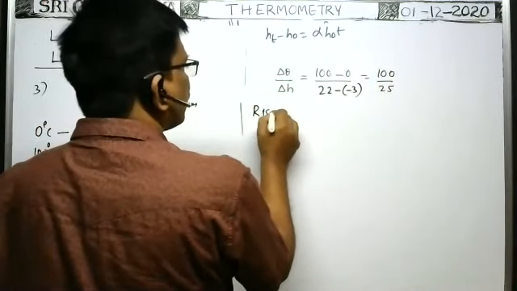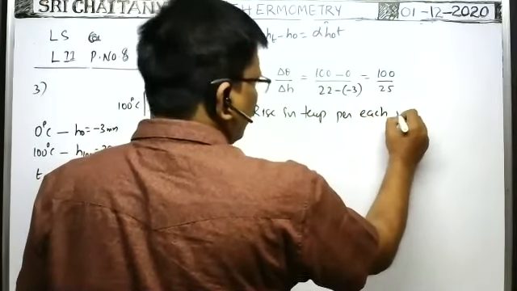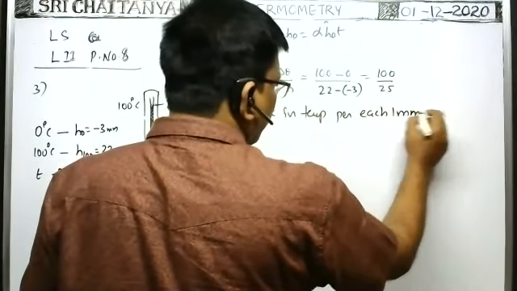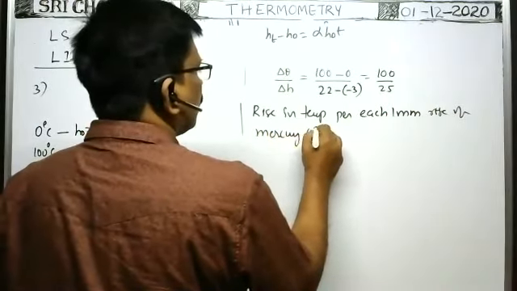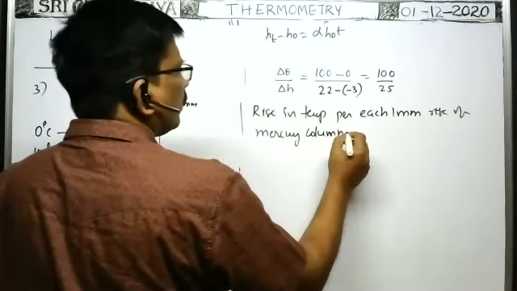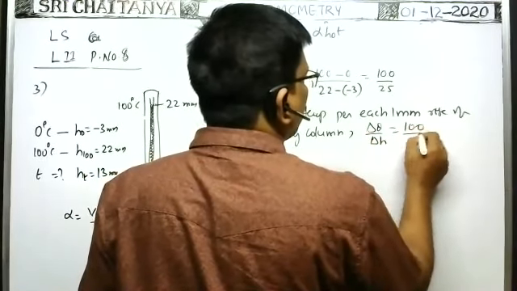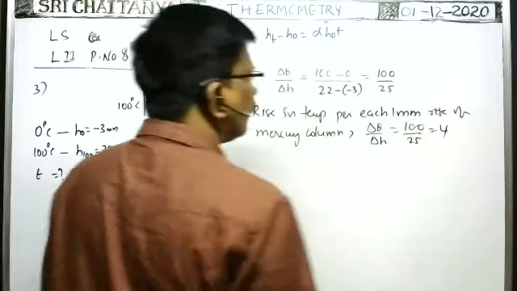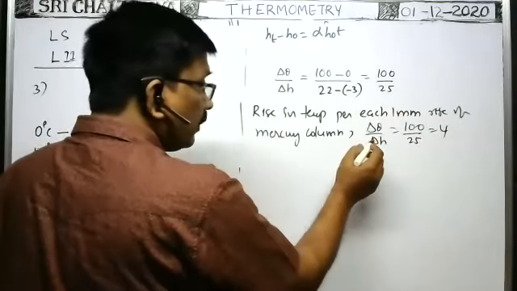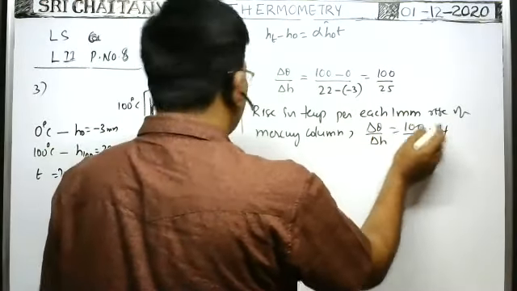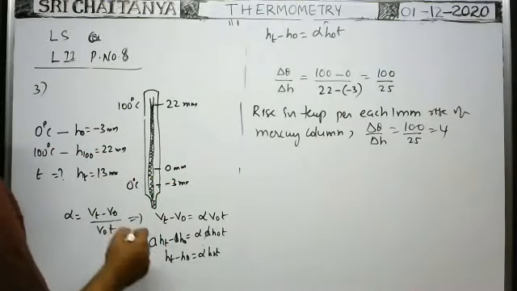Therefore, the rise in temperature for each 1 mm rise of the mercury column, or liquid column, whatever it may be, is equal to delta theta by delta H, which is 100 by 25. Of course, that is equal to 4. So for 1 millimeter rise of mercury column, this is the rise of temperature. Now here, when H is equal to 13 mm, what is the rise in mercury column?